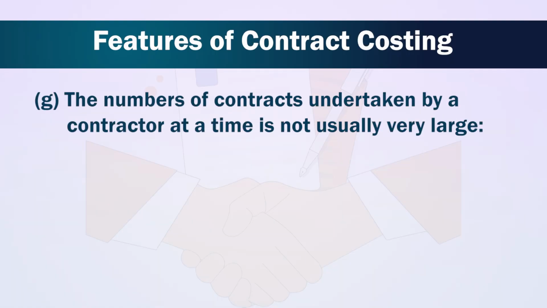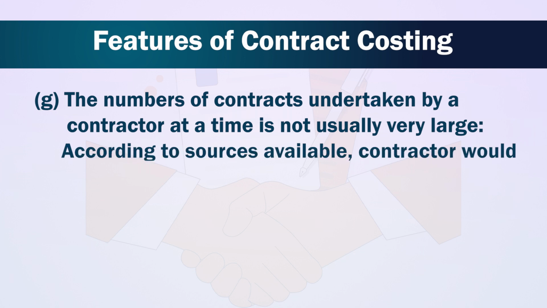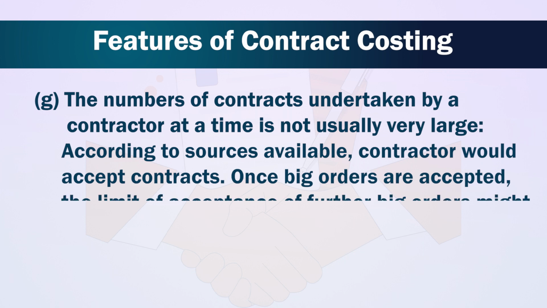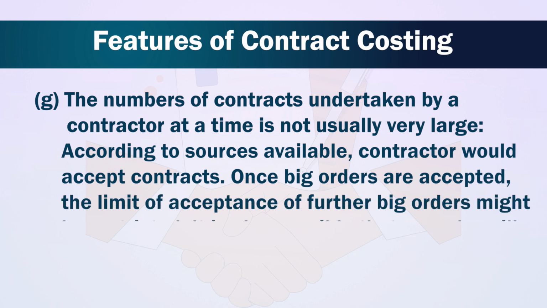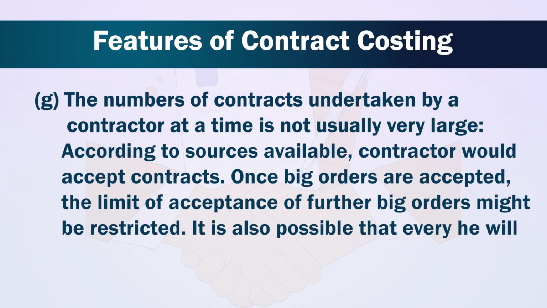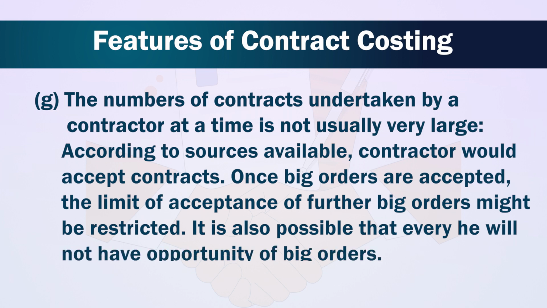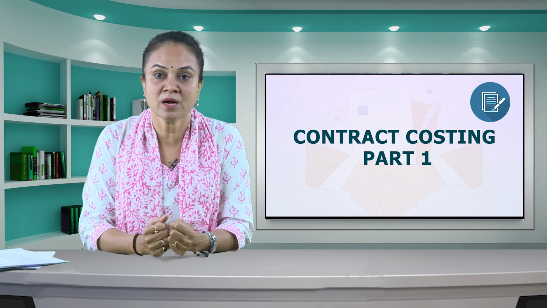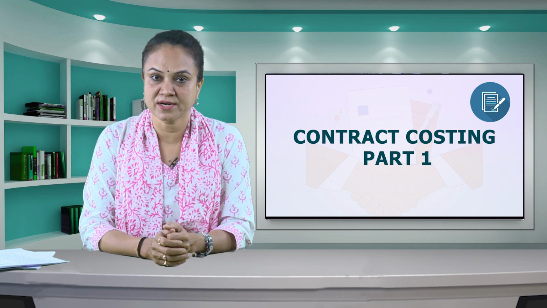Next feature is that the number of contracts undertaken by a contractor at a time is not usually very large. According to sources available, a contractor would accept contracts. Once big orders are accepted, the limit of acceptance of further big orders might be restricted. It is also possible that he will not have an opportunity of big orders. During a recession period, to sustain, he may be compelled to go for small contracts.